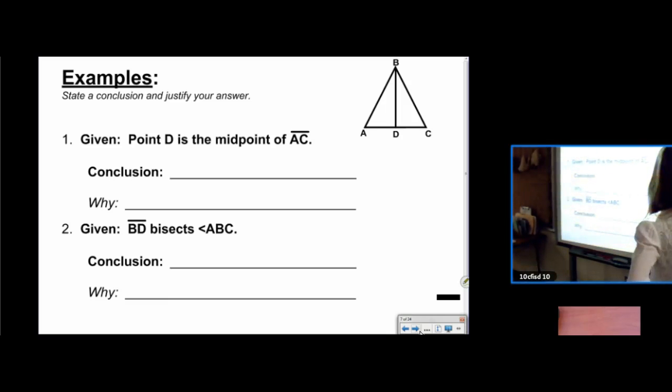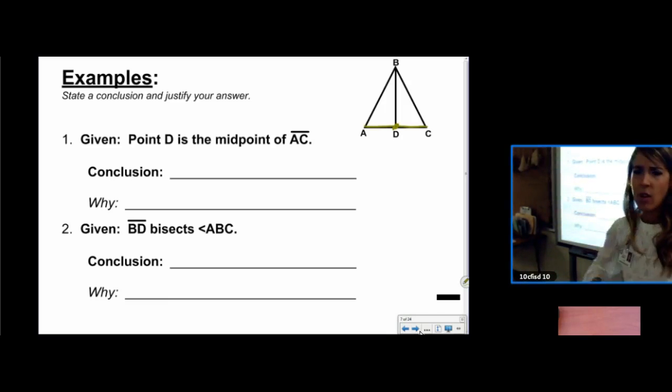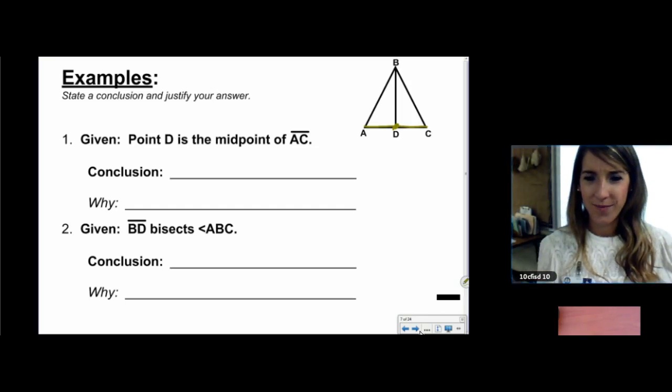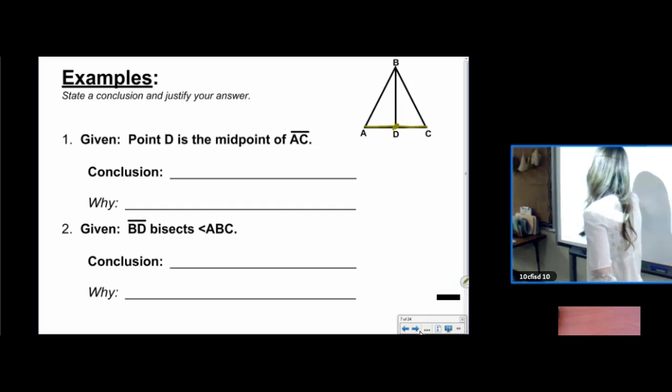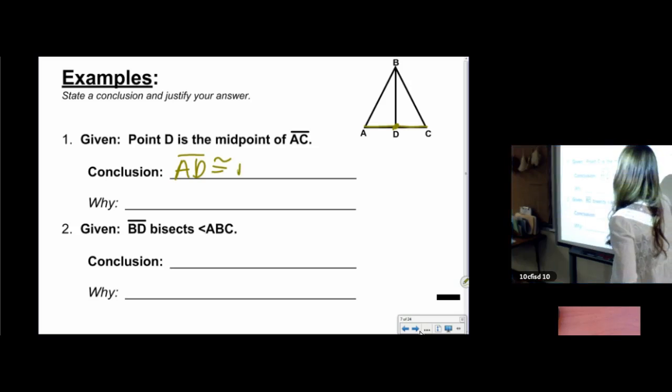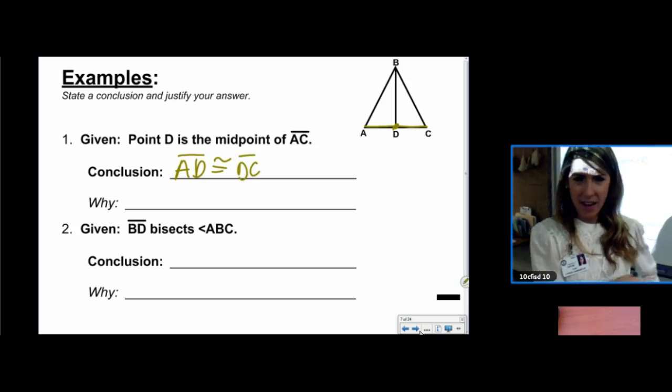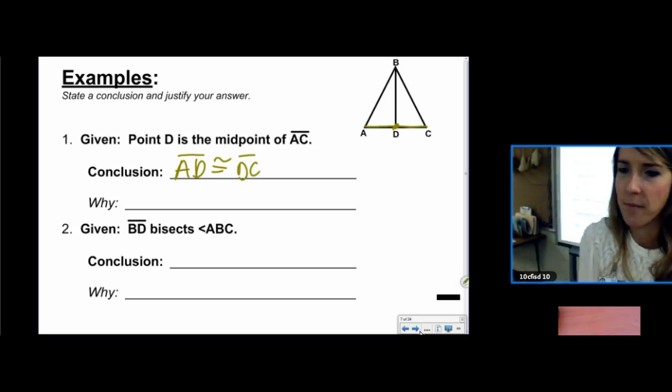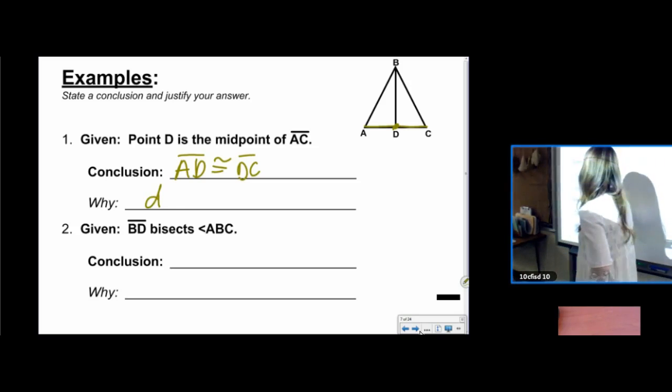Point D is the midpoint of AC. What can we conclude? Coffee table is gone. Yes, we did this in the warm-up. AD is congruent to BC, and now we do what we did on the other one. We just say why. And the answer is in the question.